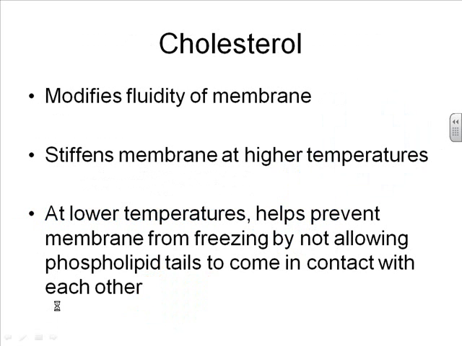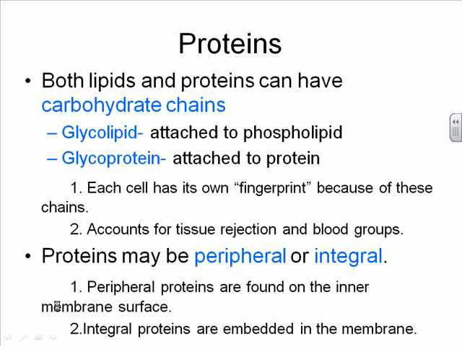At lower temperatures, it also keeps the membrane from freezing because it doesn't allow the phospholipid tails to actually come in contact with each other. It keeps them pulled apart, keeps the membrane fluid. But cholesterol is necessary. We do need it to give some rigidity, some structure, help stiffen that membrane. We also see that the membrane has proteins. Now, both lipids, the fats, and the proteins can have a carbohydrate chain. The carbohydrate chains act as the ID tag. They are what will ID your cell from my cell from your cat's cell.